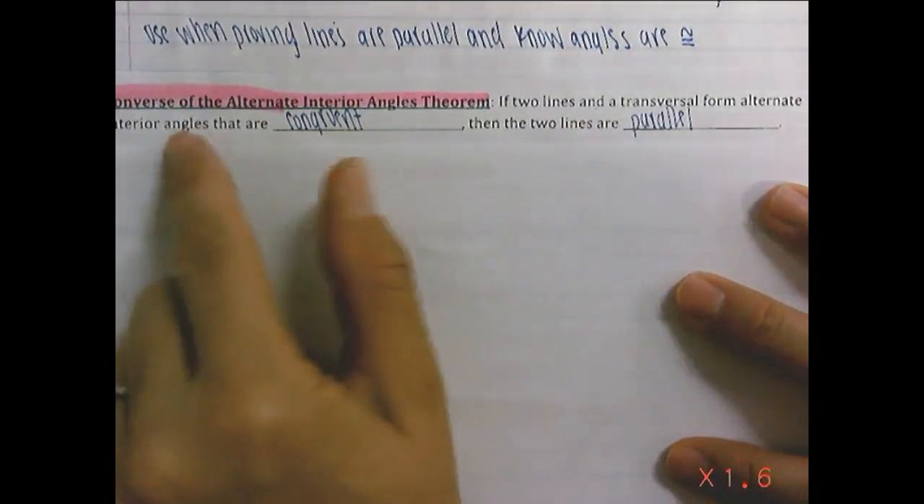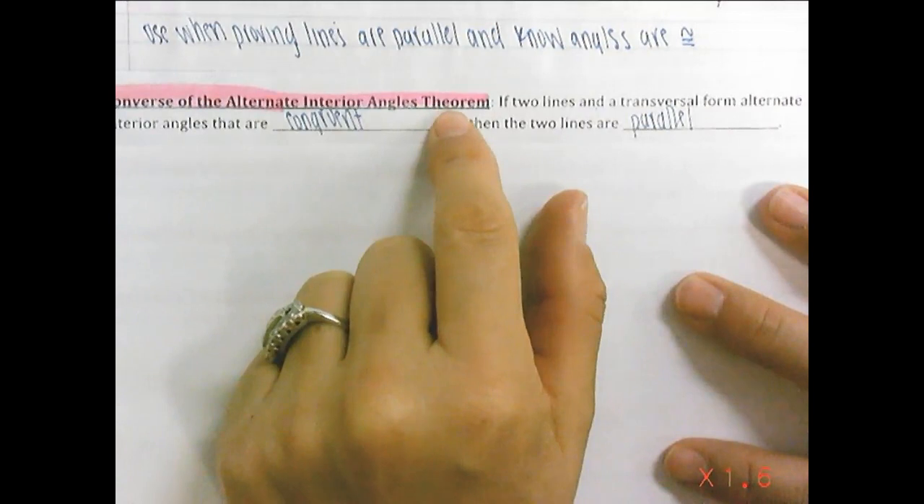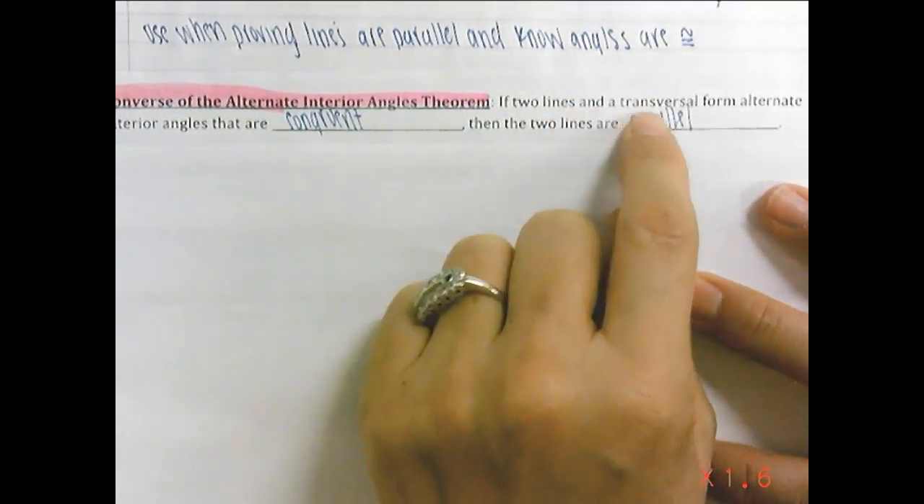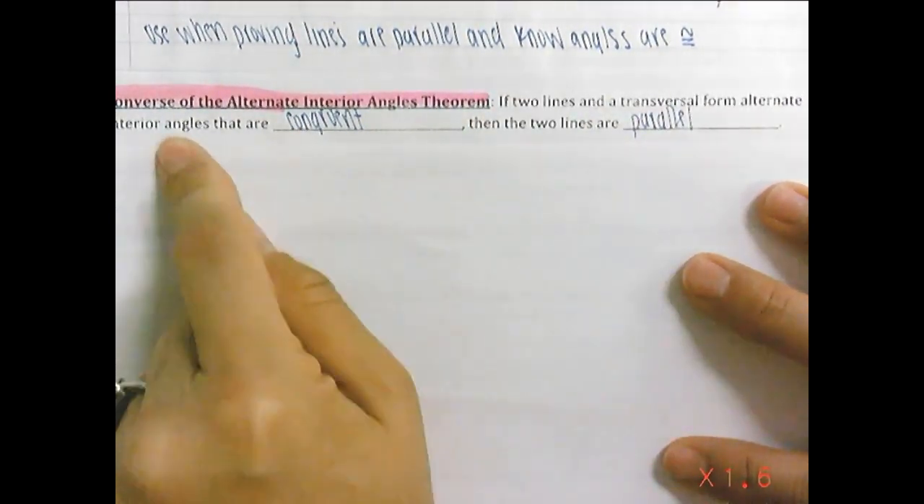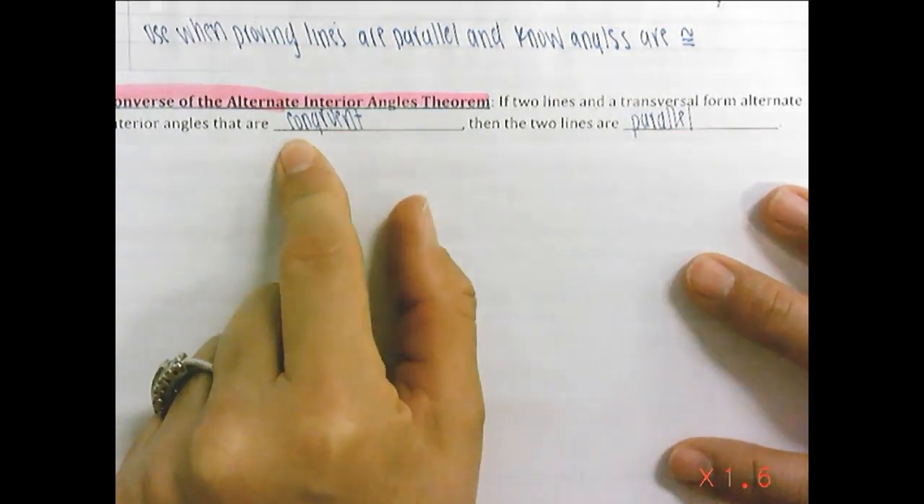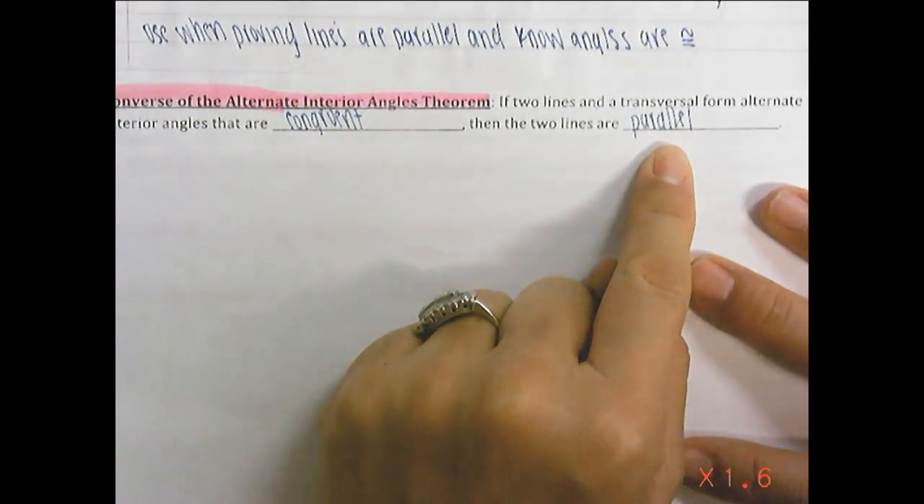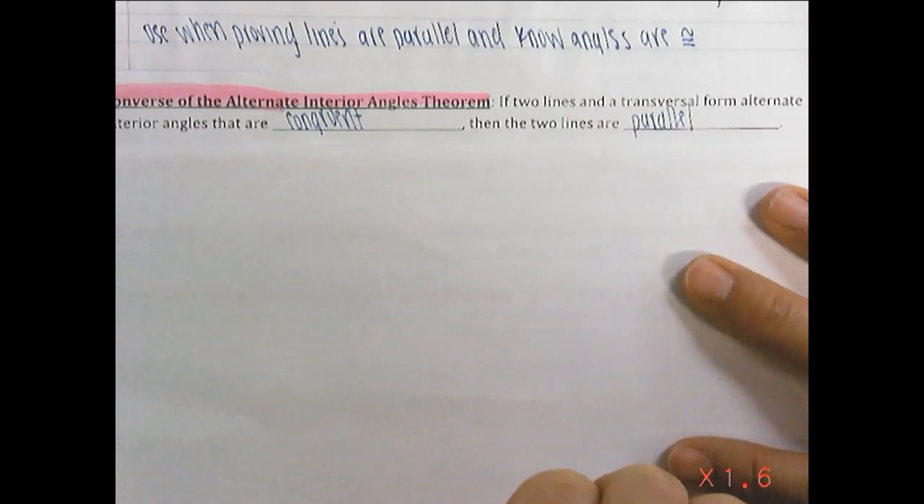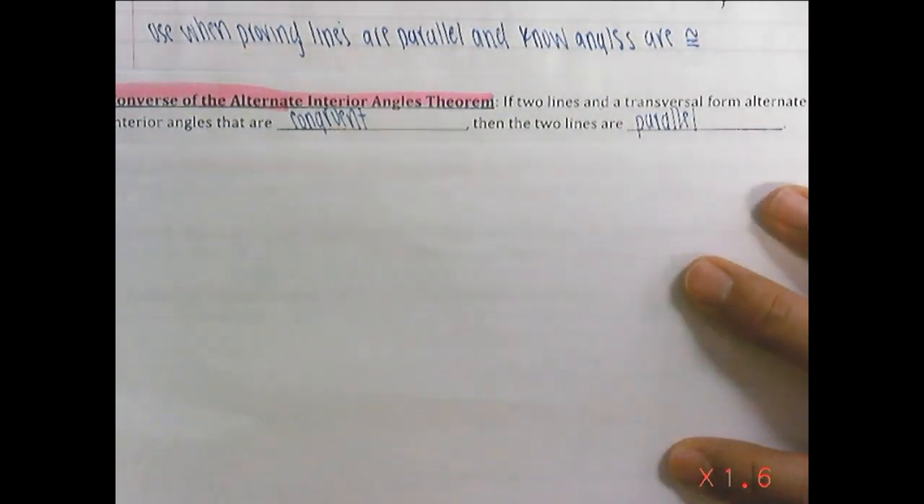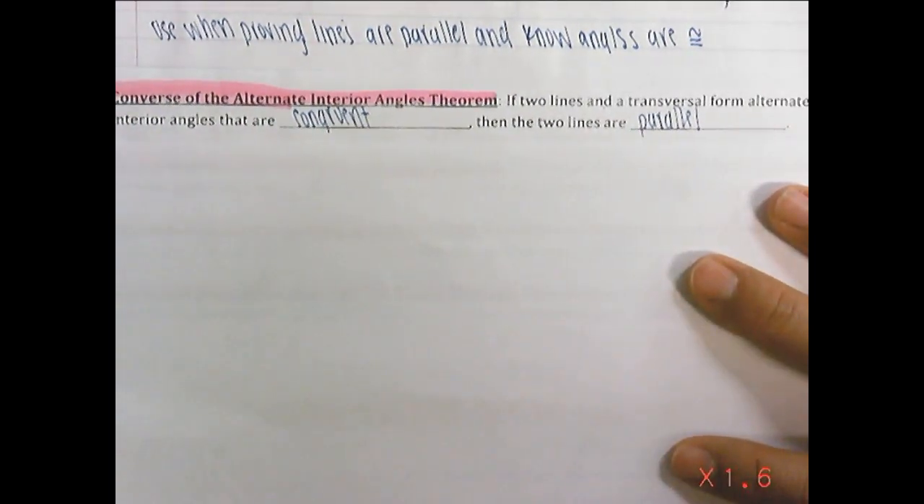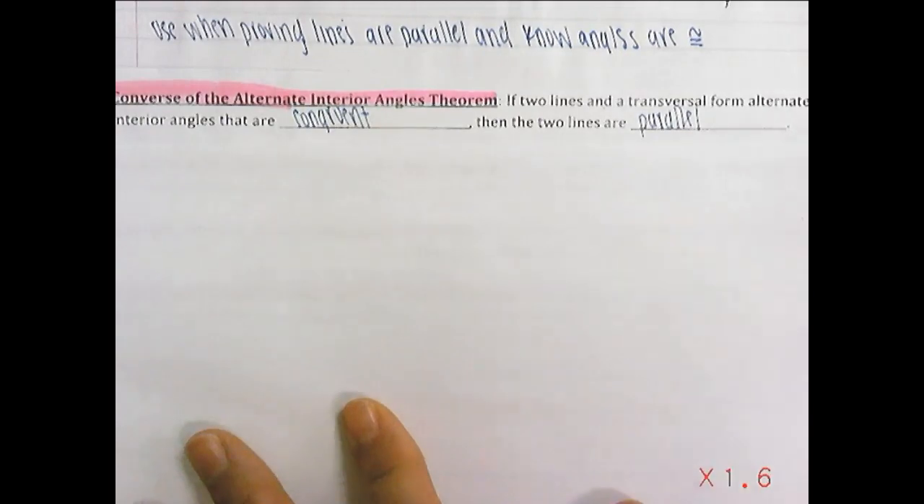The converse of the alternate interior angles theorem: if two lines and a transversal form alternate interior angles that are congruent, then the lines are parallel. So that's basically saying that if you know you have a set of alternate interior angles that are congruent, then you can say the lines are parallel.